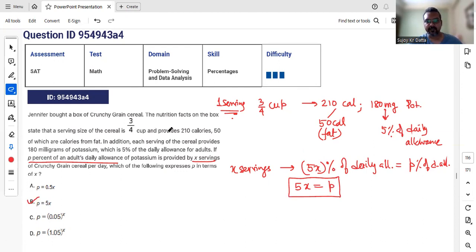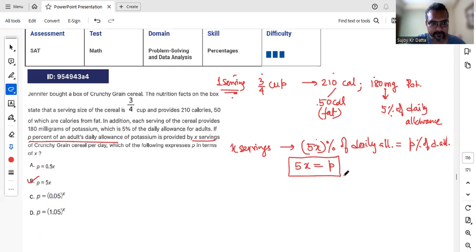All right, so you have to read this very carefully. All of this information of 3/4 cup, 210 calories, 50 calories from fat are completely useless. 180 milligrams is also useless. What we just need to know is one serving gives 5%. So X servings give 5X percent. But you are saying that's P%, so P must be 5X. All right, let's go to the next one.